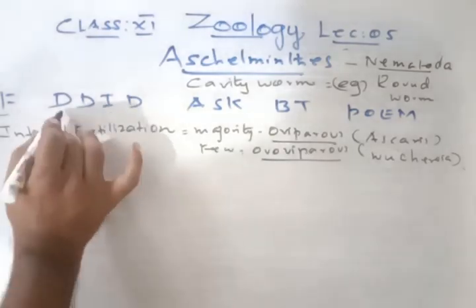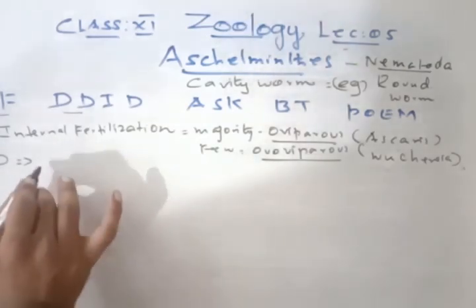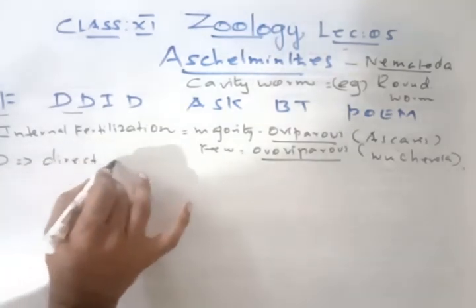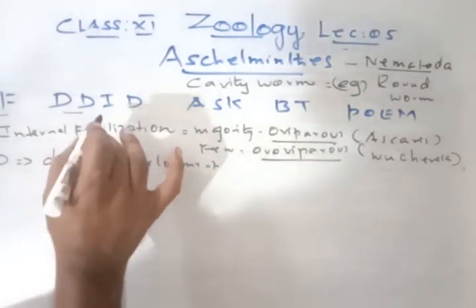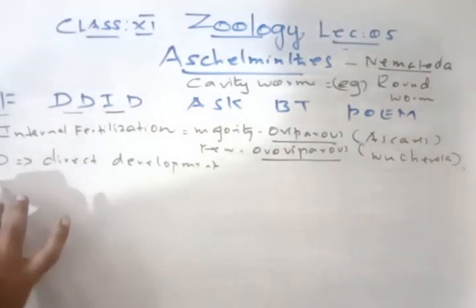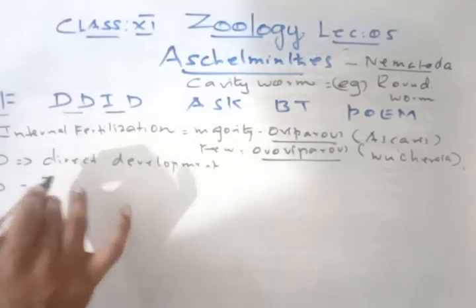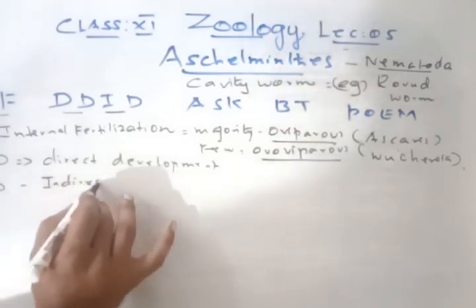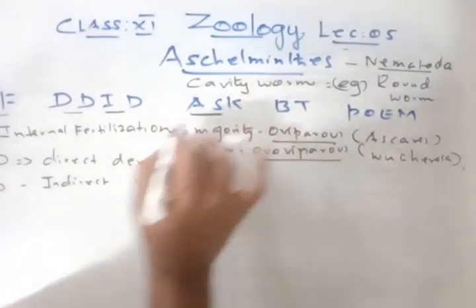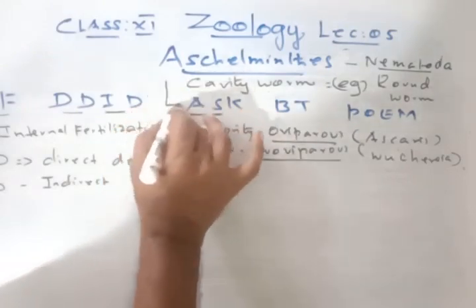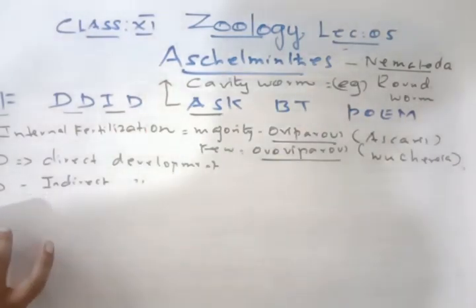And next one is this 2D, I will take it. D and D. This D is for direct development. And next one is ID. What is ID here? It is indirect development. So development is both direct as well as indirect. Okay, right. So this ask, you again remember it is Aschelminthes. Now we'll go for B.